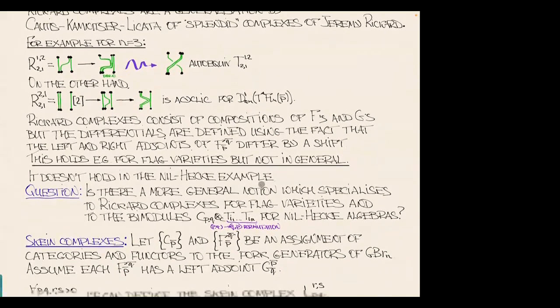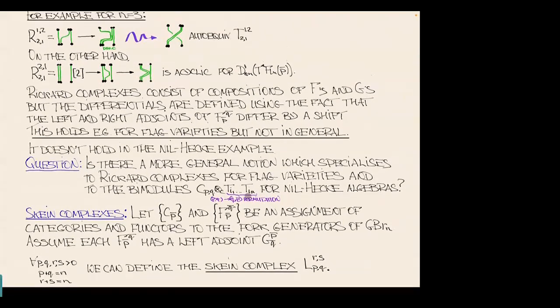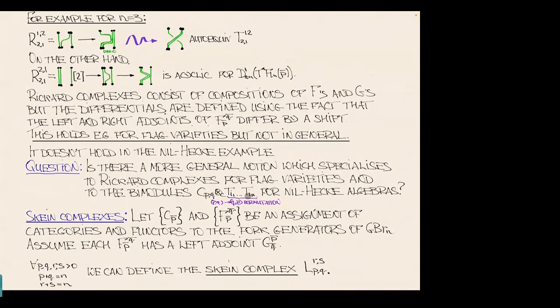So question: is there a more general notion which specializes to Ricard complexes for flag varieties and to bimodules which we saw for Nil-Hecke algebras? So can we find some nice complex on fork and merge functors, which in the flag variety case would have some acyclic parts which will peel off and reveal the Ricard complex, and in the Nil-Hecke example collapse to these very nice bimodules there? So this is probably the biggest progress we've made on this project since we got started on it.